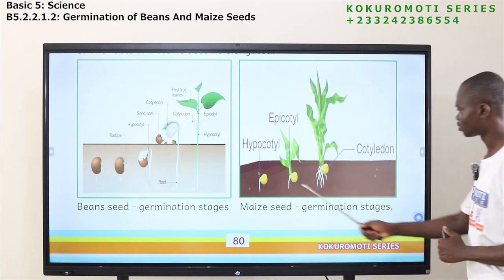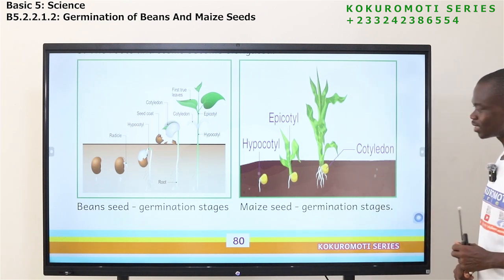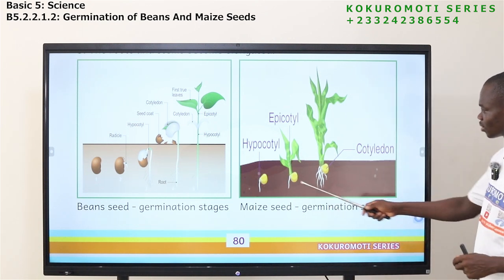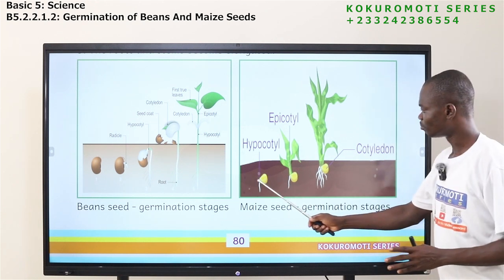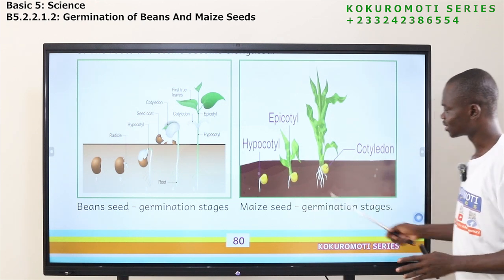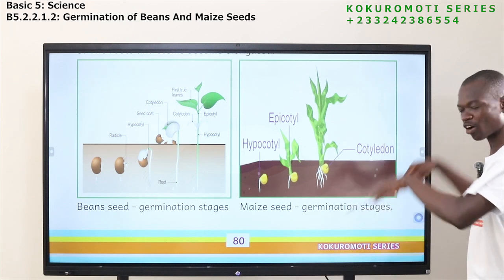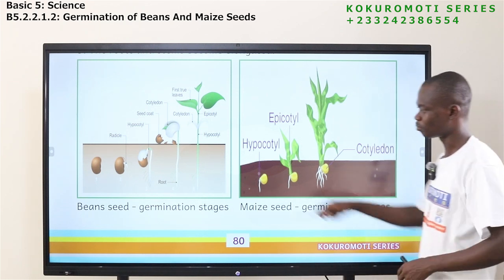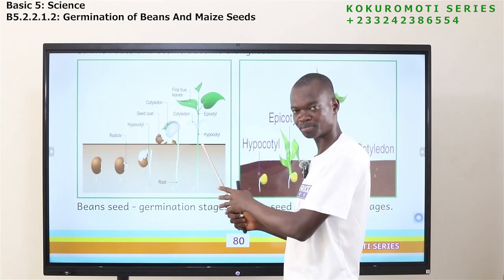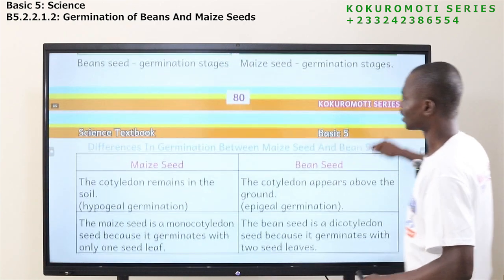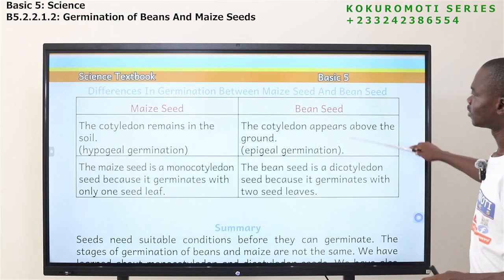Look at the position of the maize seed. You can see that the maize seed is always in the soil, but with the bean seed, the seed will what? Come out. We will look at it in detail.